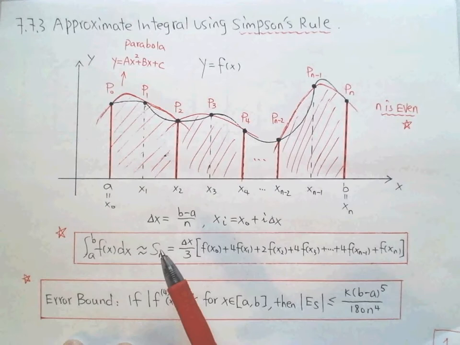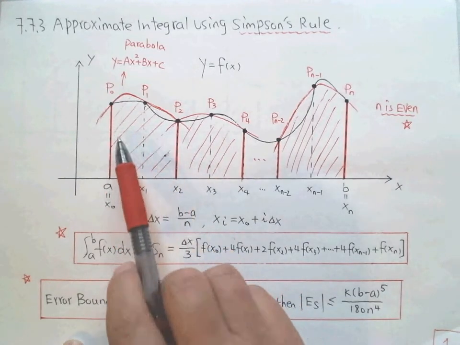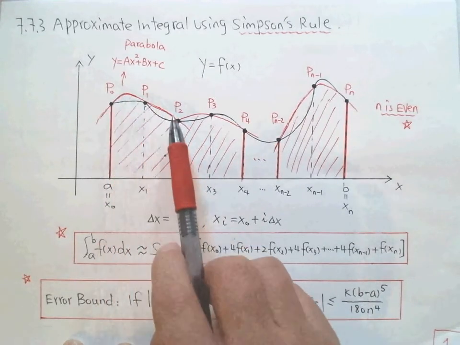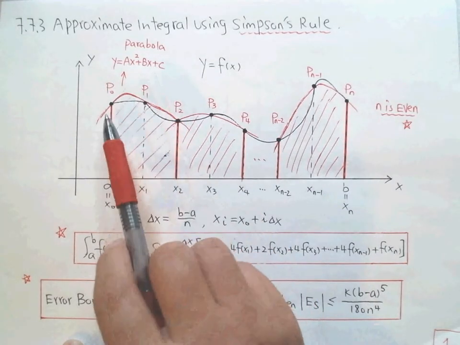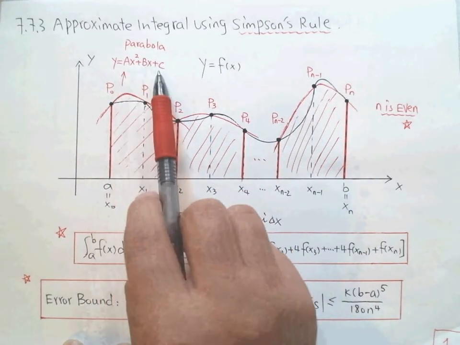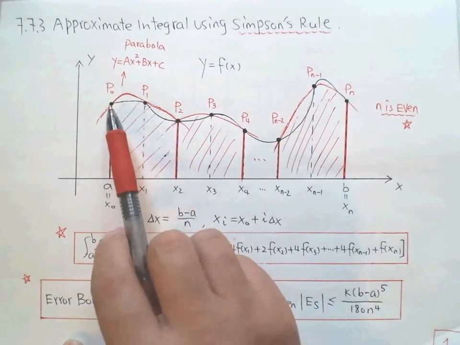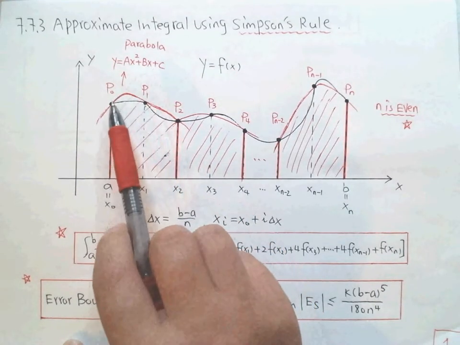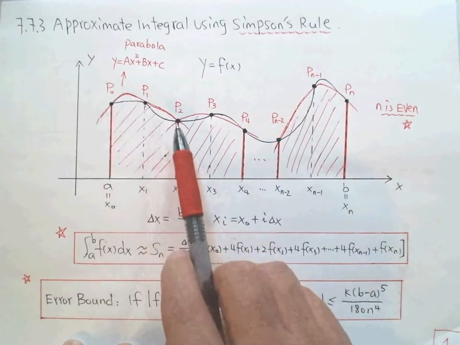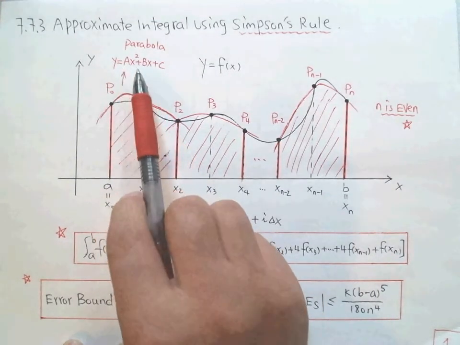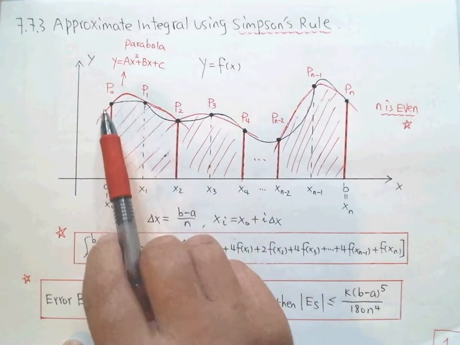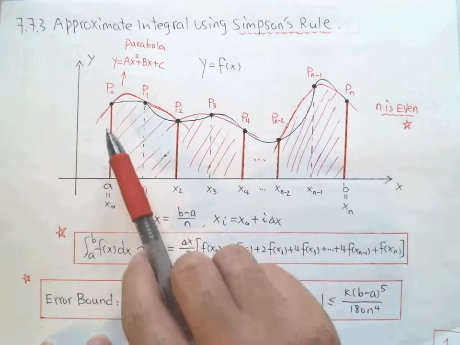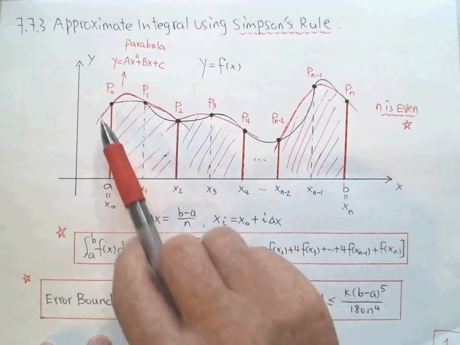And then for each two pieces, we do this: we have 1, 2, 3 points, and with 3 points we can exactly determine a parabola, which is like a quadratic function. With these 3 points, we can get one unique parabola, and we use this parabola to fit these 3 points. Why? Because we have the unknowns a, b, c, three variables, and with 3 equations we can solve for these 3 variables. That's unique. Simpson proposed we use this parabola to fit, and then the area under the parabola.